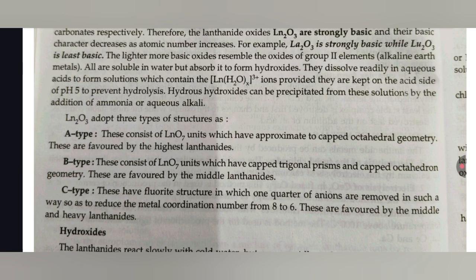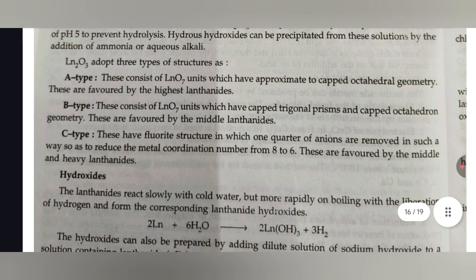They dissolve readily in aqueous acid to form solutions which contain the [Ln(H2O)x]3+ ion, provided they are kept on the acid side of pH 5 to prevent hydrolysis. Hydrous hydroxides can be precipitated from this solution by the addition of ammonia or aqueous alkali.